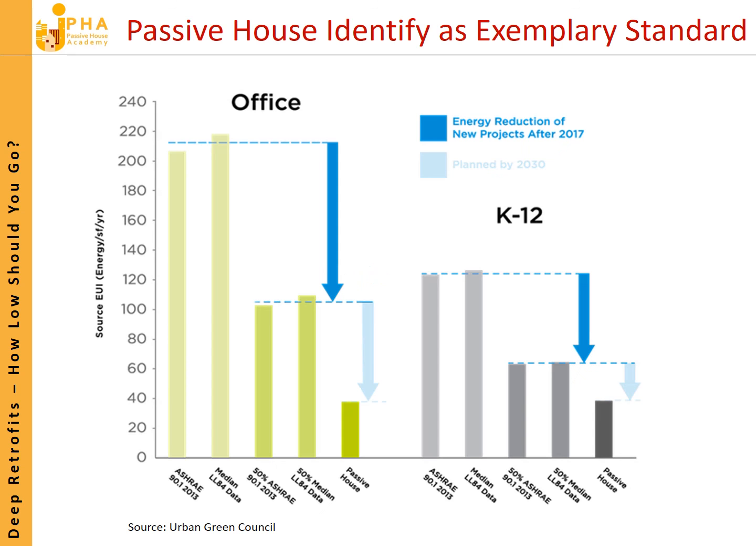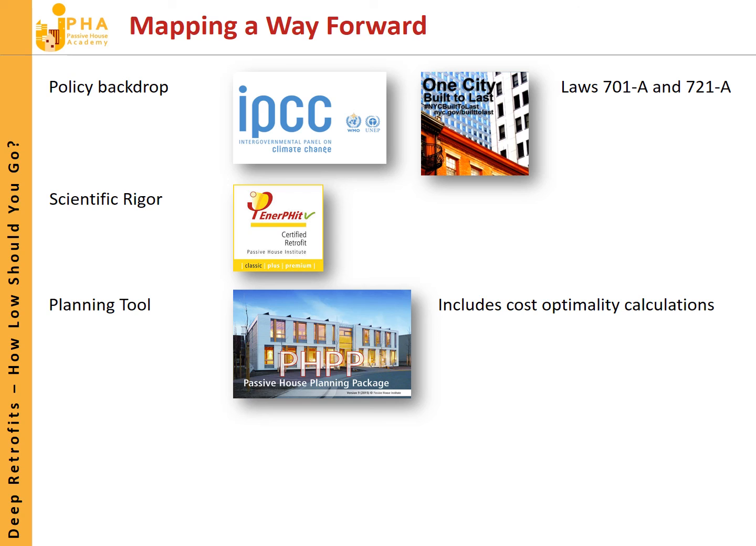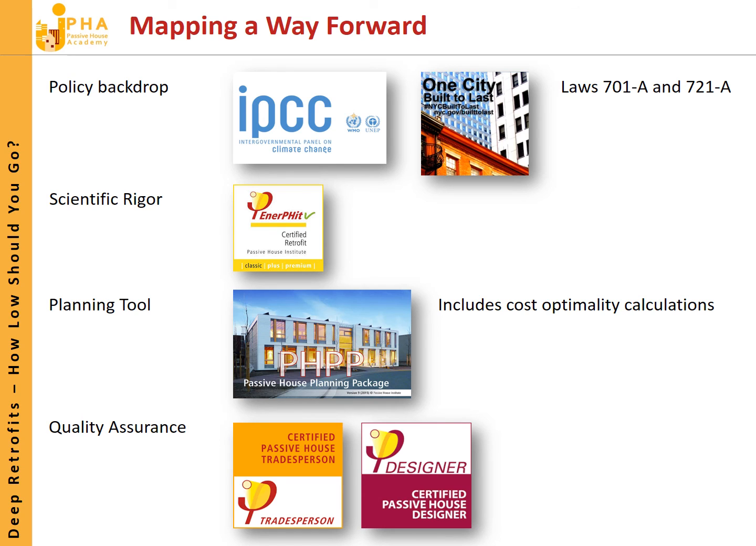So in terms of closing remarks, Passive House has been identified as an exemplary standard in New York. We can see here from this graphic prepared by the Urban Green Council. So Passive House is definitely something for the future in New York. In terms of mapping a way forward, we have the policy backdrops provided by IPCC and the Mayor's Office of Sustainability. We have the scientific rigor provided by the EnerPHit standard. We have the planning tools through the PHPP software, and we can be assured of quality if we use accredited Passive House tradespeople and Passive House designers.